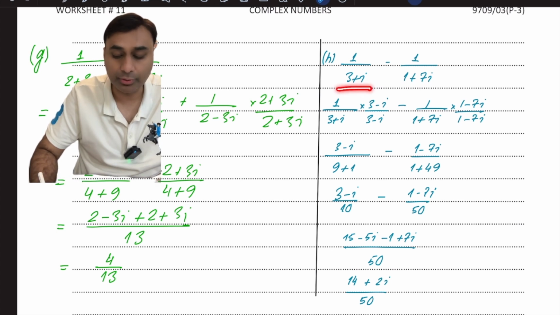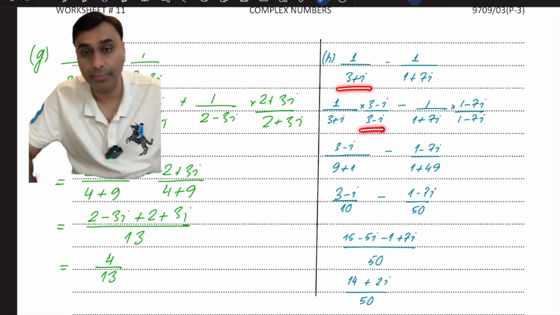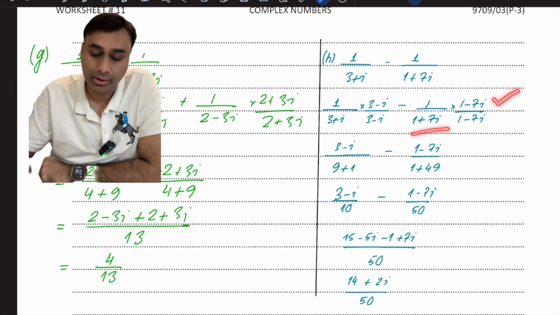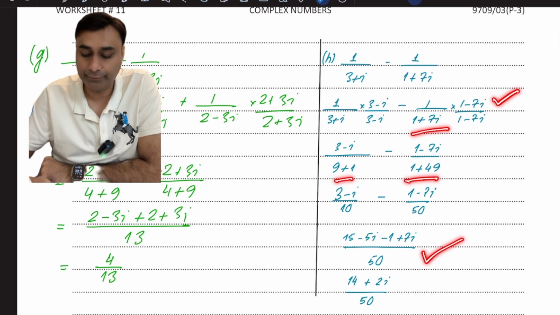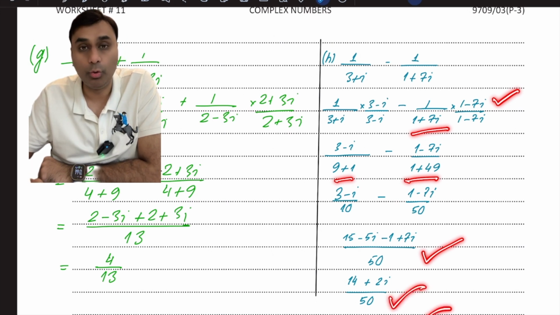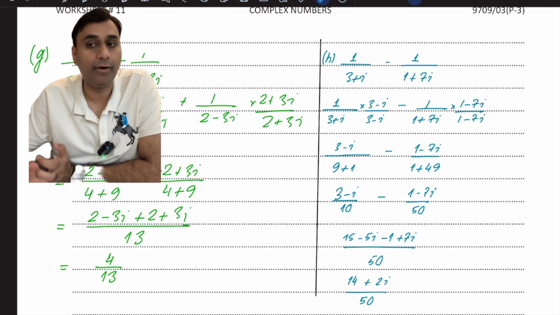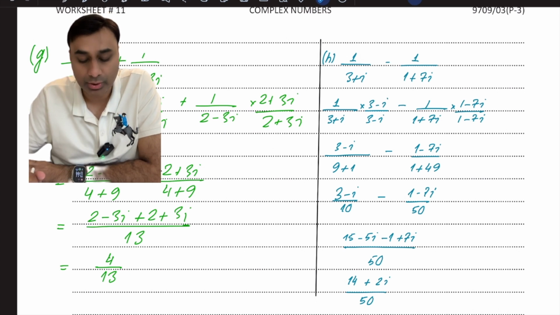1 over 3 plus iota is being multiplied and divided by 3 minus iota, the conjugate of the denominator. And 1 over 1 plus 7 iota is multiplied and divided by 1 minus 7 iota, the conjugate of its denominator. You simplify both the terms separately and then add them up together, and once you add them up together, you will get an overall simplified result. So whether you have to add fractions or you have to divide two complex numbers, you will use the rationalization process where you multiply and divide by the conjugate pair of the denominator.